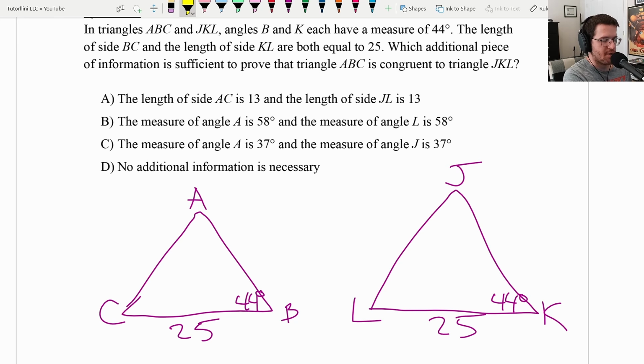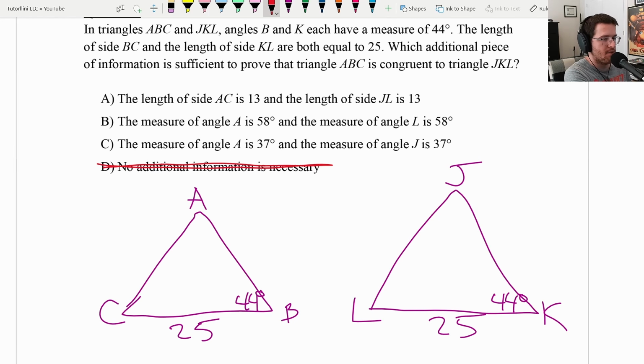And then when we go through the answer choices, I'll use a different color. So the 44 degrees and the 25. So hopefully you're noticing, okay, this would be like AS, and that's not one of the rules for triangle congruence. You need at least 3 pairs of pieces of information. So it's not "no additional information necessary." They're not already congruent. So why don't we start with answer choice A and work our way down.